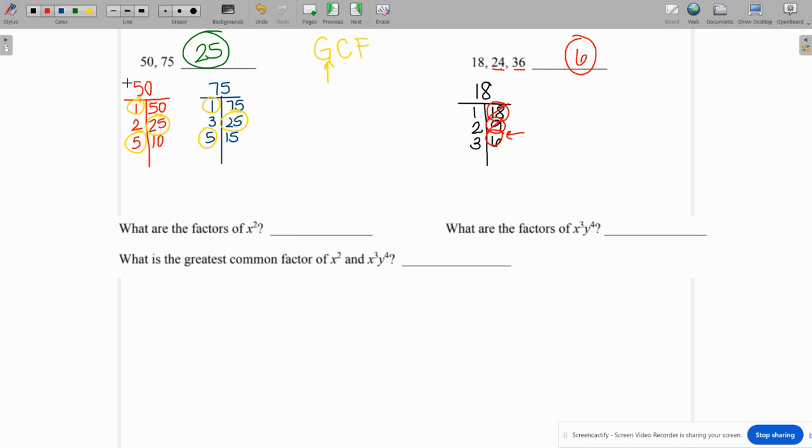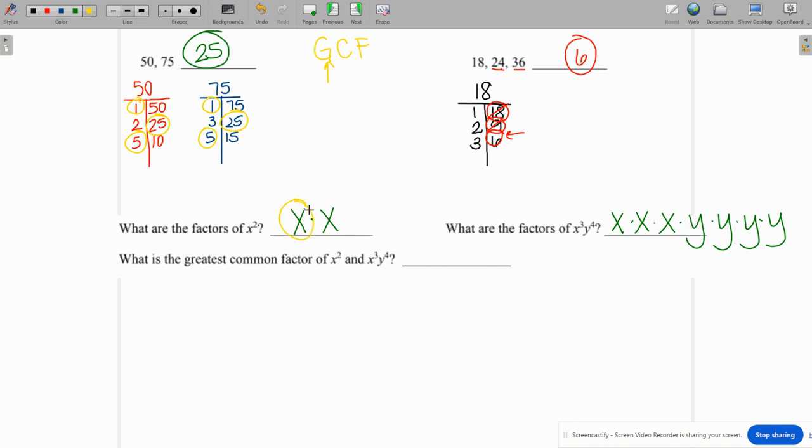But you're not just going to have to find the greatest common factor of expressions that have numbers. There's also going to be variables. So if I ask you for the factors of x squared, I'm saying what times what is x squared? We know that that's x times x. For x cubed y to the fourth, that's x times x times x times y times y times y times y.